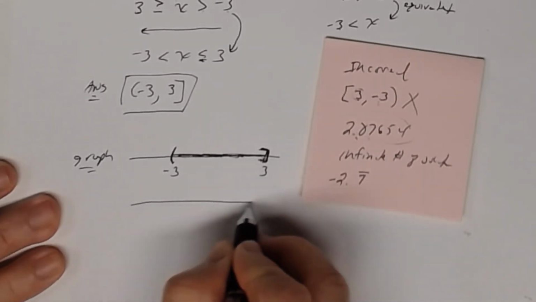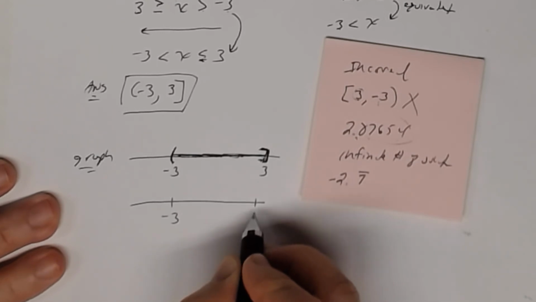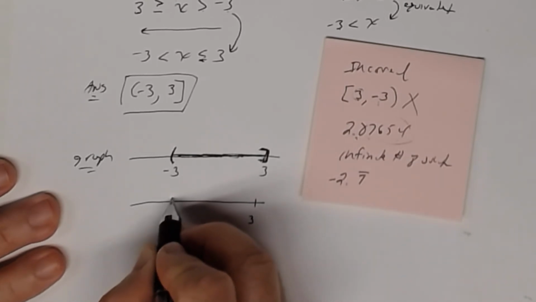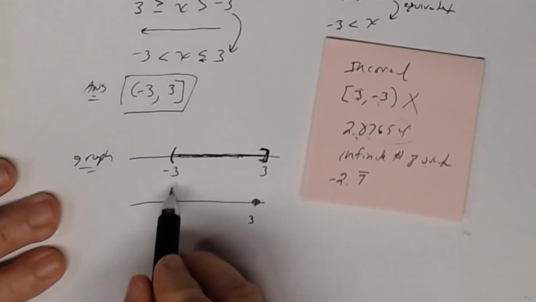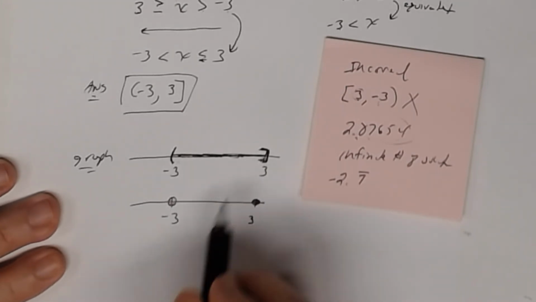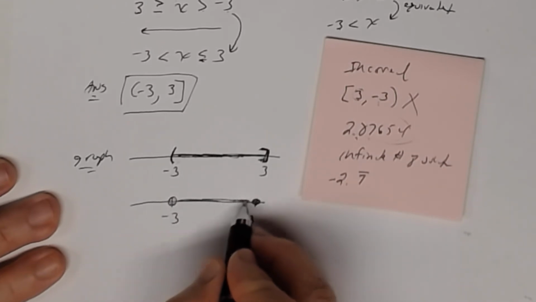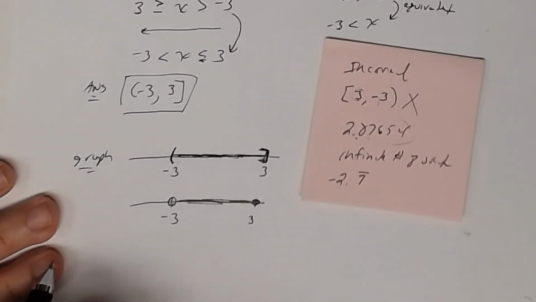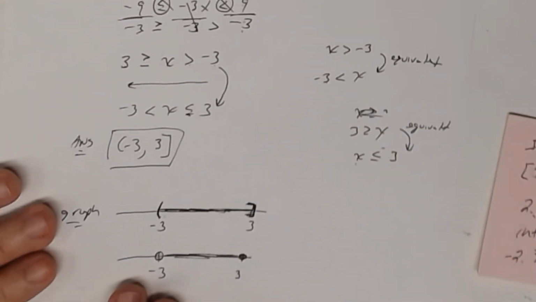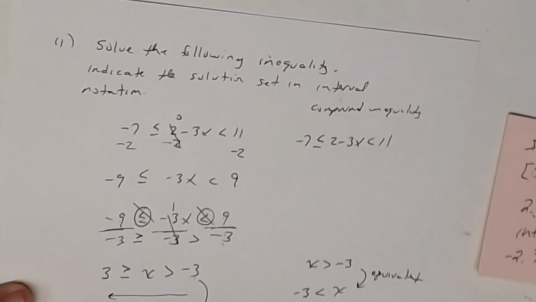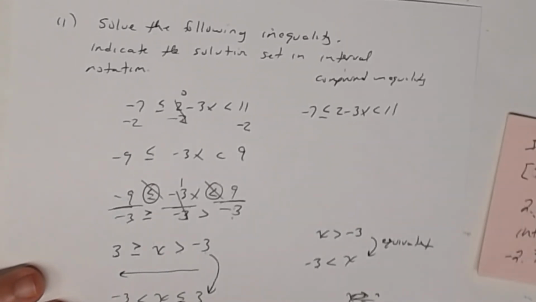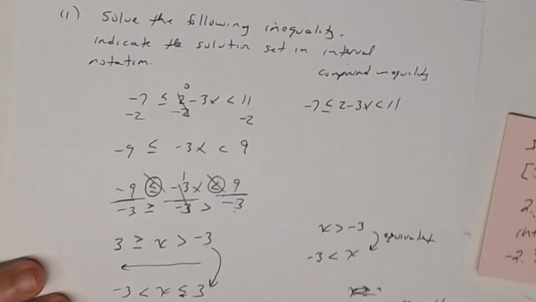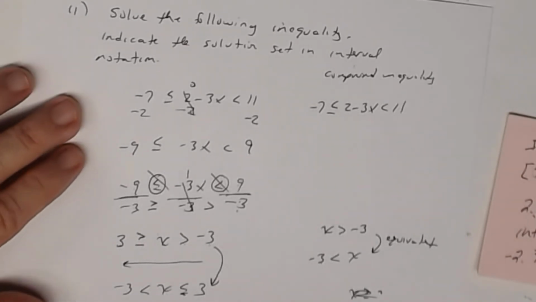Now, someone else could have used, instead of parentheses and brackets, open circle and closed circle. So open circle corresponds to parentheses, closed circle corresponds to bracket, and then shade in. So either one's fine. Just make sure you know both of those. All right, so that is number 11. So that's going to take care of problems 7 through 11 on solving equations and inequalities.